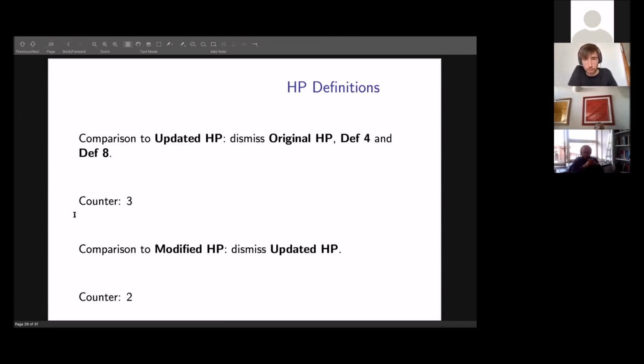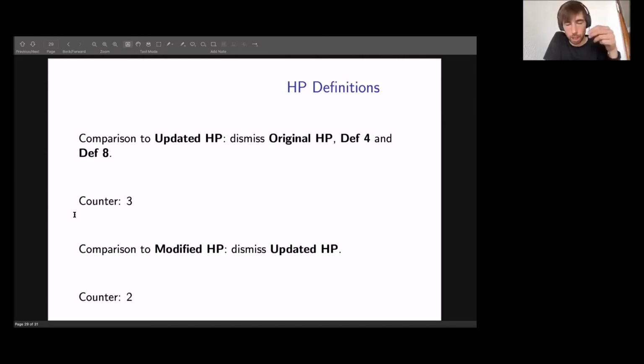Then afterwards, Halpern defined modified HP, and on the grounds of that dismissed updated HP. So that leaves us with only 2 definitions, namely modified HP and definition 2, which according to all of the examples discussed by Halpern and Pearl do equally well, or at least equally well. I make a subtle point in the paper that even on some of the examples discussed by Halpern himself, my definition does better, but that's a minor point.